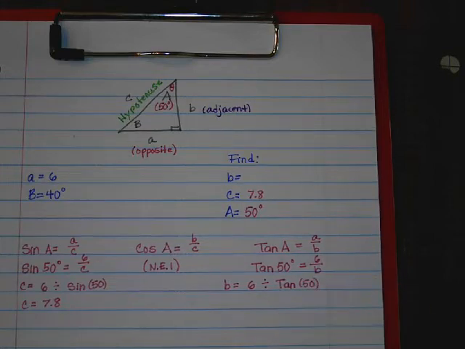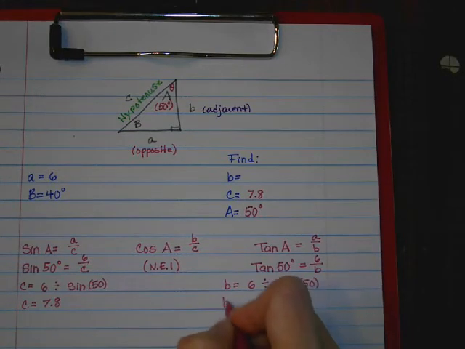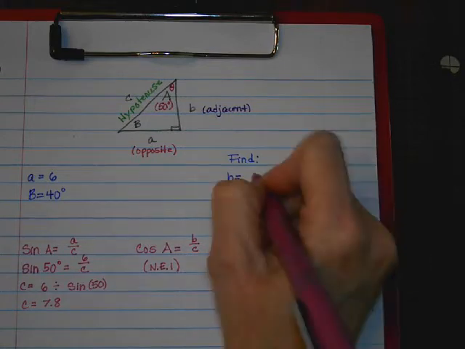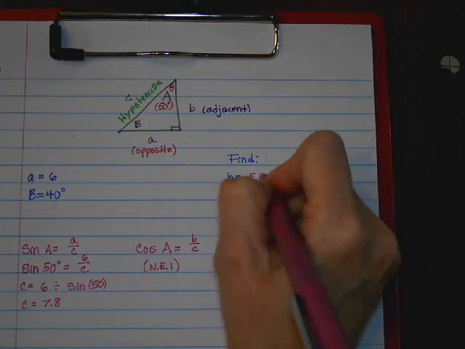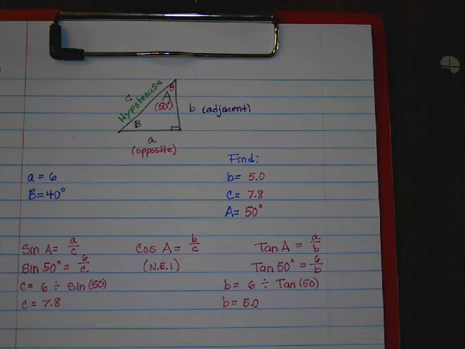So put that in your calculator, 6 divided by the tangent of 50, round it to the nearest tenth. So b is equal to 5.0. And I'm putting 5.0 because that means it's rounded. It wasn't exactly 5 on the button. It's 5.0.